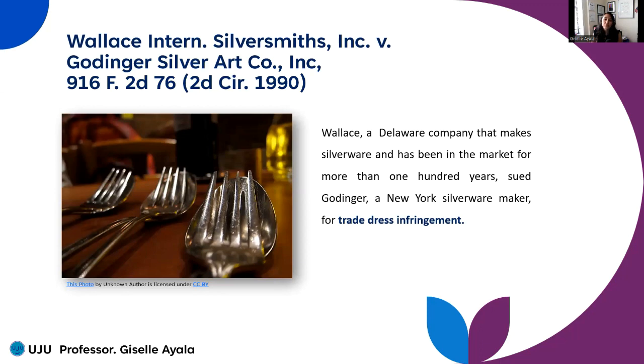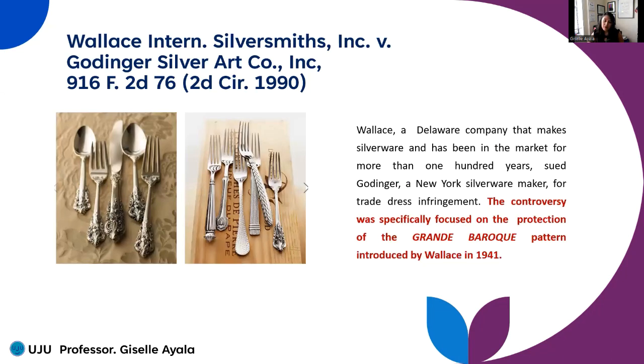Now, the first case that I want to highlight is Wallace International Silversmiths Inc. versus Godinger Silver Art Co. And in this case, the plaintiff was a company that had been in the market for many, many years, around 100 years. And they launched, about 40 years before the lawsuit, certain silverware in a Baroque style. Specifically, this was called the Grand Baroque pattern for this silverware. Now, the company made this product, and years after, Godinger, the defendant, entered into the market of silverware and eventually launched its own silverware in Baroque style.